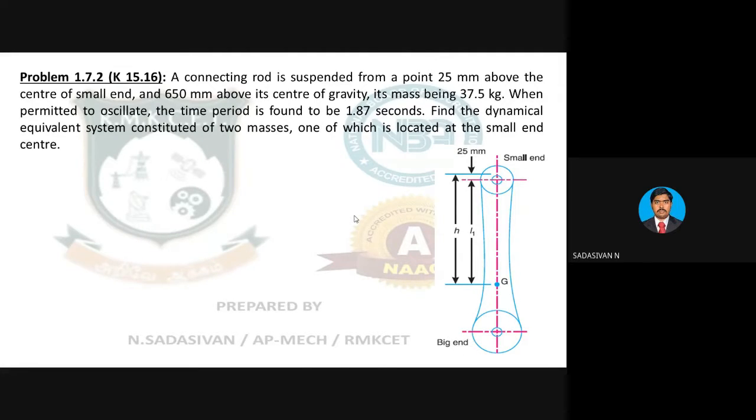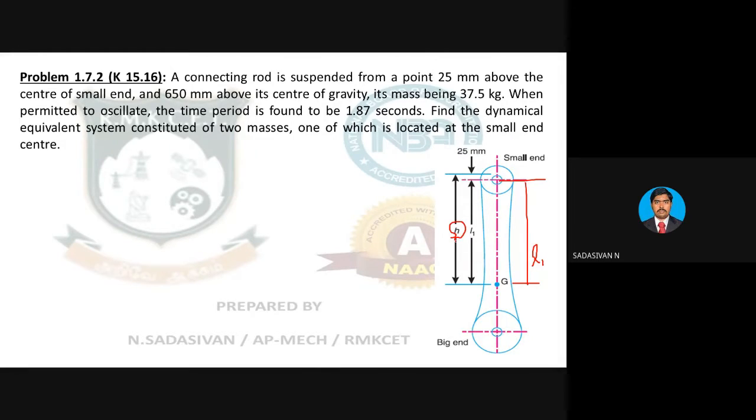What do you understand from this question? The connecting rod is not exactly fixed at the small end center. It is fixed at a point which is 25 mm above the small end center. If you look into the diagram, this distance from the center of gravity to the center of the small end bearing I have declared as L1. But what is this H?